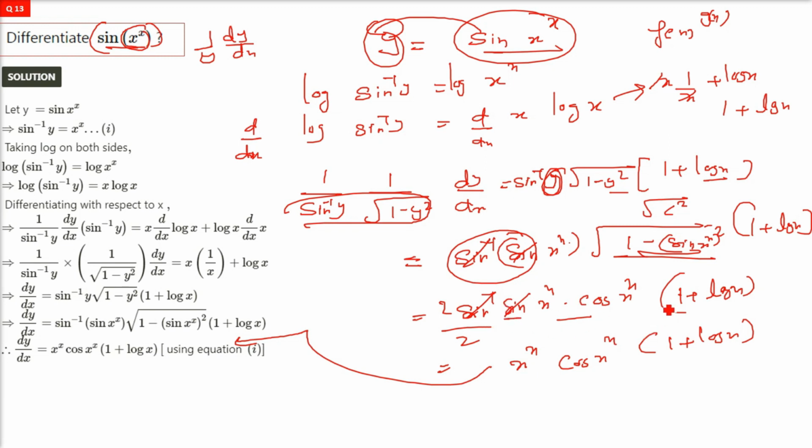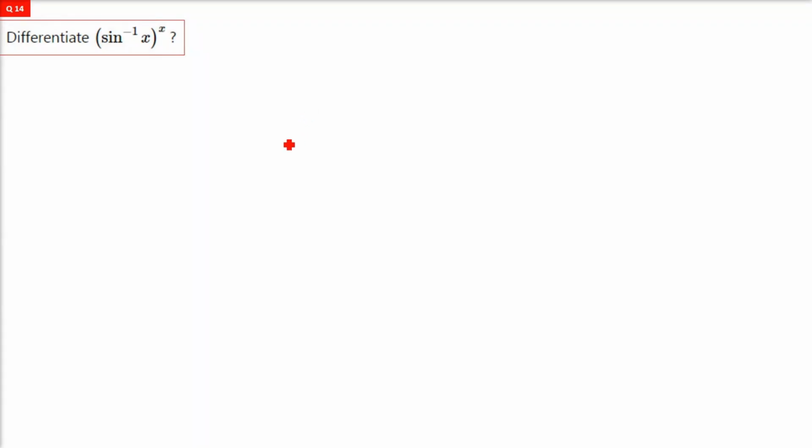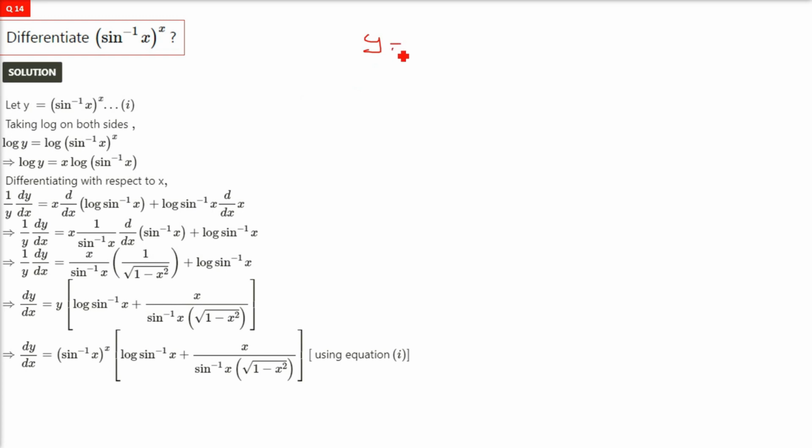So this is a question which is not of the 1 by y dy by dx type. It is somewhat different. So depending upon the question, the solution strategy will change. Next is sine inverse x to the power x. So we have y equals sine inverse x to the power x.